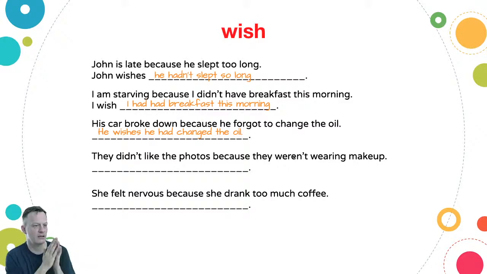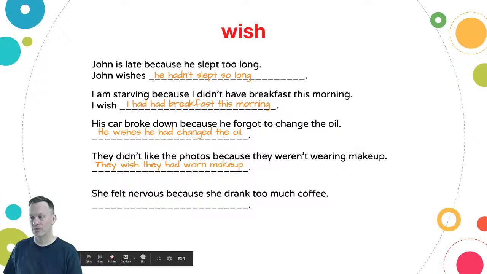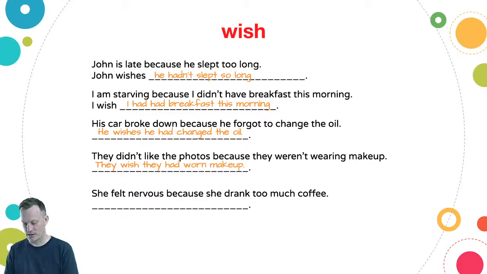Okay, so this one is a bit more complicated because we've got the verb to be. Yeah, to be wearing makeup. They weren't wearing makeup, so it's the past continuous. So they wish they had worn makeup, or you can say they wish they had been wearing makeup. Okay, they both work, and I'll put the other answer here. They wish they had been wearing makeup. Two ways of saying that.